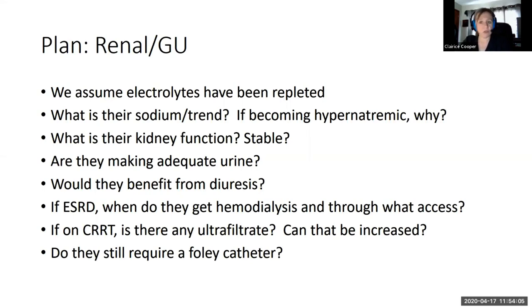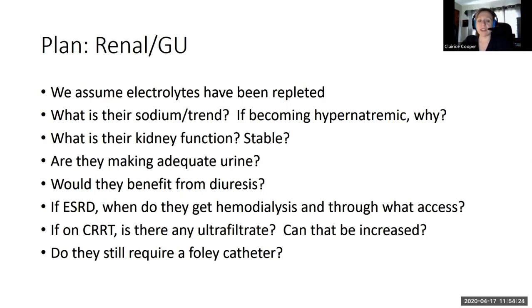On the other hand, if you have a patient who has end-stage renal disease on hemodialysis, then you want to be looking at what the access is, make sure you know that, and find out when they last got hemodialysis and when the plans are to dialyze them again.